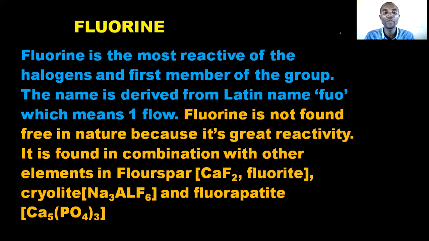Fluorine is not found free in nature because of its great reactivity. It is found in combination with other elements, either in fluorspar, or we call them fluorides, or cryolites, or fluorapatites. These are the areas in which it can occur as a compound in a combined state. It is found in a combined state because it's very, very reactive. It cannot occur free in nature.